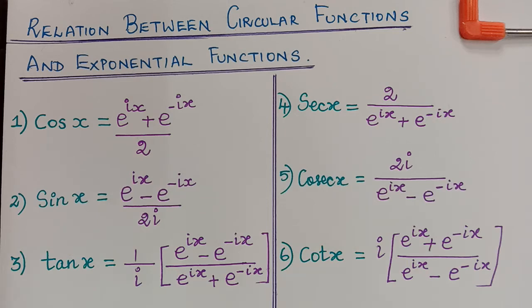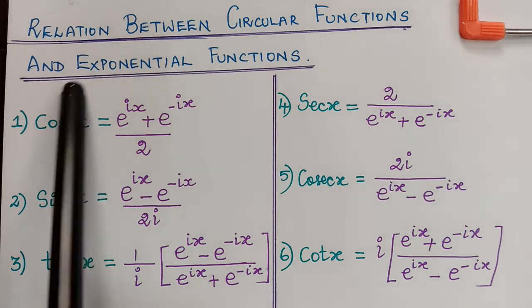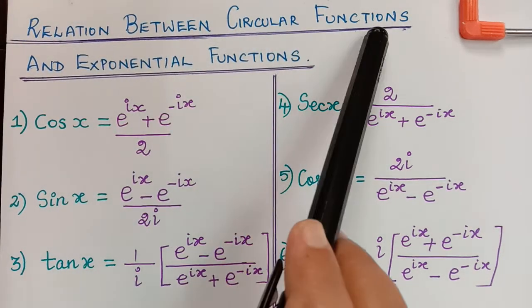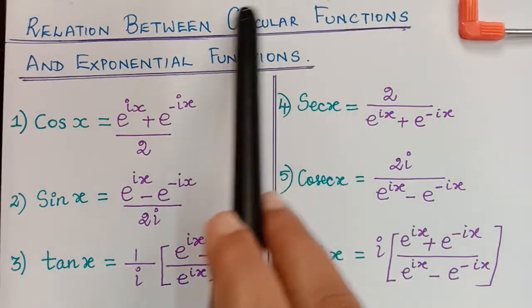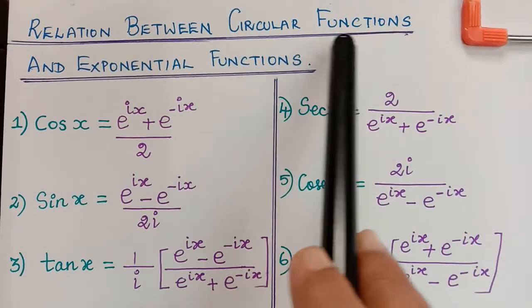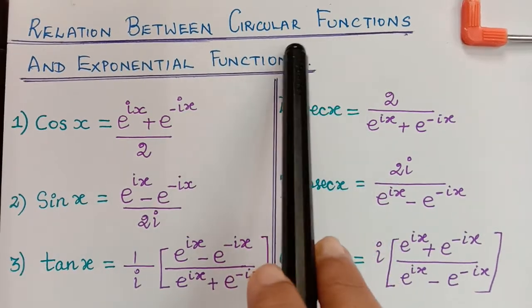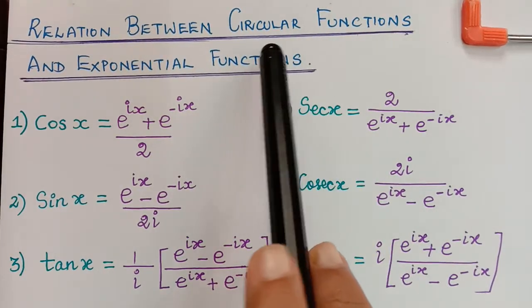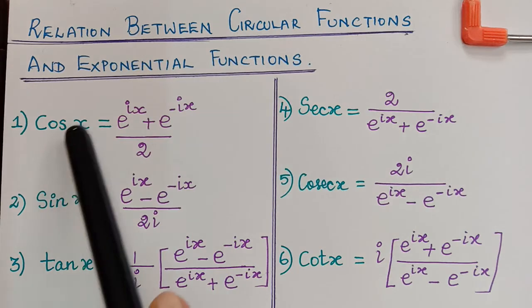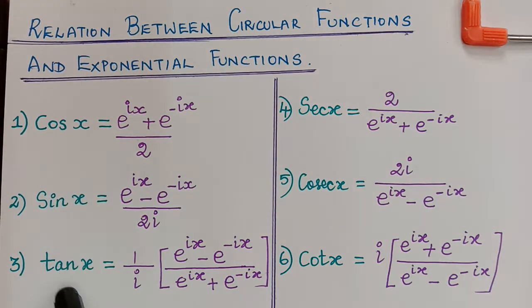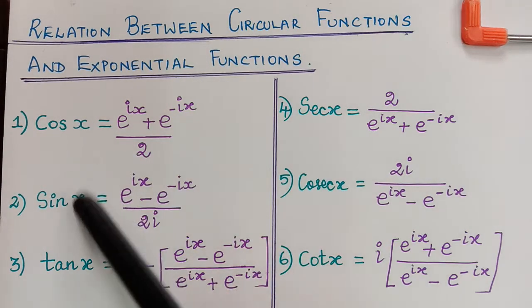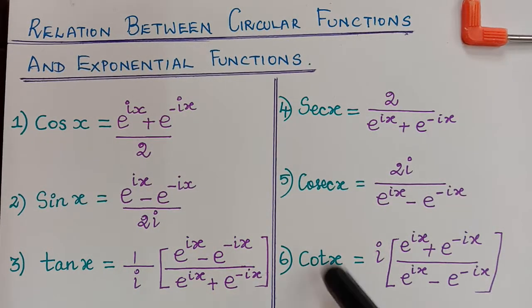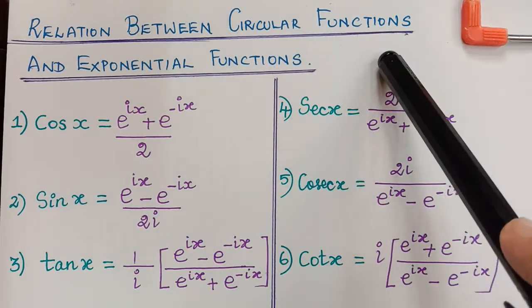Hello students. In order to study about hyperbolic functions, first we have to know the relation between the circular functions and exponential functions. Now what are circular functions? Circular functions is the other name for trigonometric functions. So what are trigonometric functions? The functions like cos x, sin x, tan x, secant x, cosecant x, cot x, all these are trigonometric functions. They are also known as circular functions.